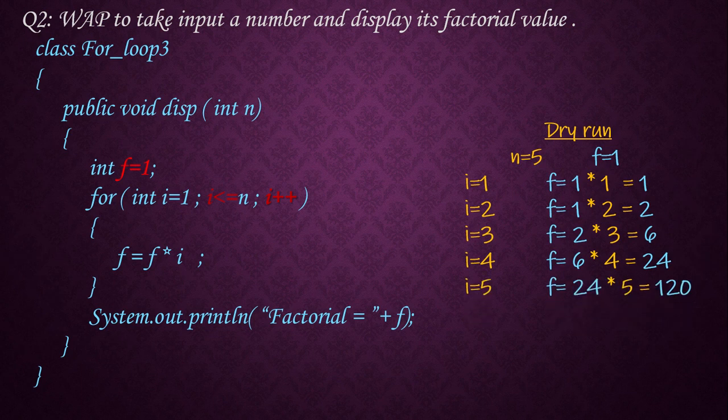I value is 5. It is multiplied with the previous value that is stored in f, it is 24, which is equal to 120. I value becomes 6, but it is no longer supporting my condition here, because I have taken the example n equals 5. So 6 is not less than or equal to 5, isn't it? So that's why the loop terminates, and hence my factorial value that is stored in f will be displayed, which is 120.